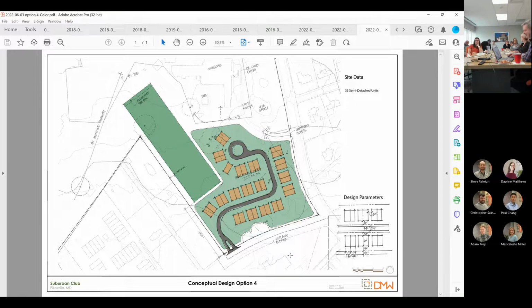And none of these meet open space. We were hoping open space would be considered, the fact that we're next to the golf club, and then maybe the suburban club could dedicate some space.